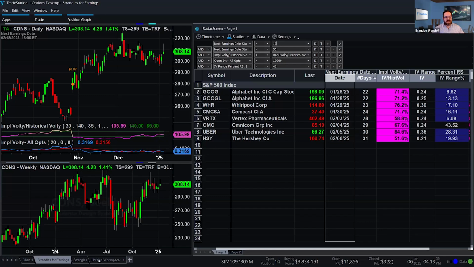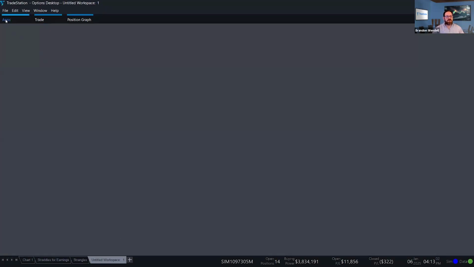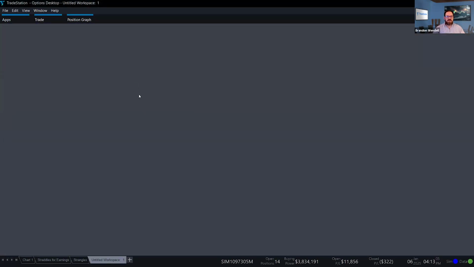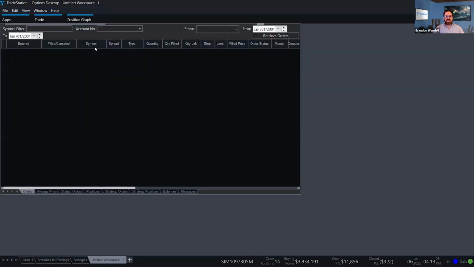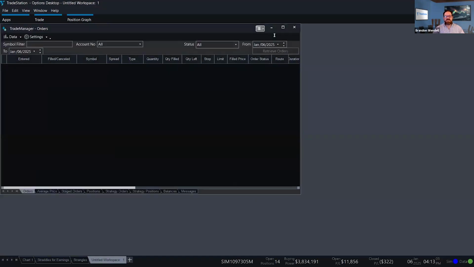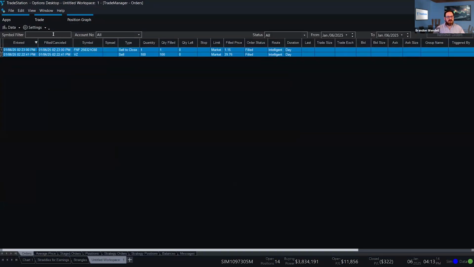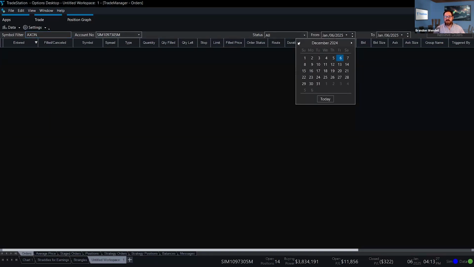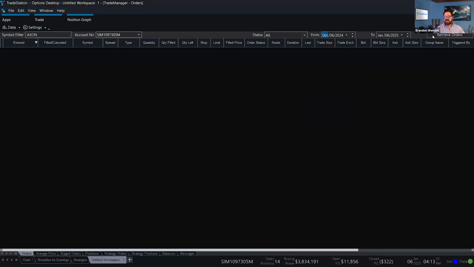So speaking of the security I was looking at, I wanted to go back, and I'm going to bring up under apps the trade manager. And the reason why I'm bringing that up is to go back and see when this position was opened. So I'm going to go to my account, the simulated account, and we're going to start off with AXON for the security to filter for. And this was opened, I believe, back in October. So I'll just go October 6th to today.